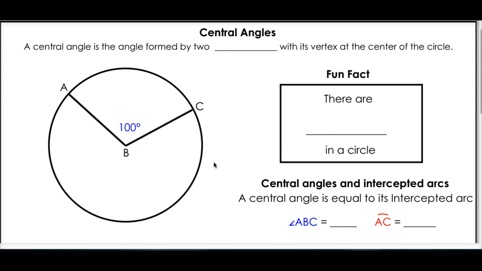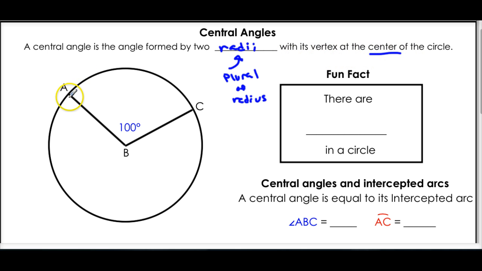What is a central angle? A central angle is the angle formed by two radiuses, or in this case, radii. That's the plural of radius, like pegasi or fungi. So it's the angle formed by two radii with its vertex in the center of the circle.